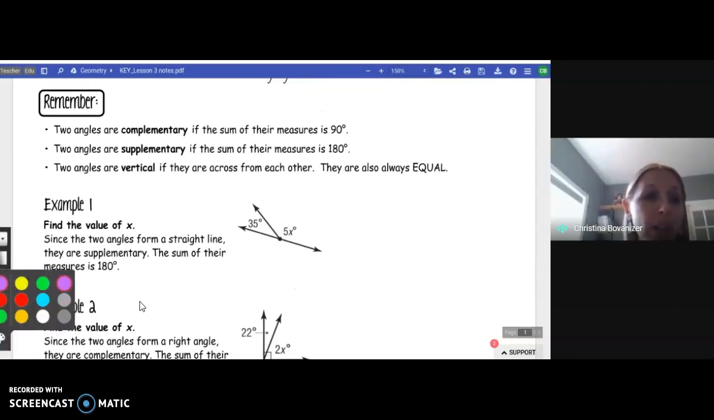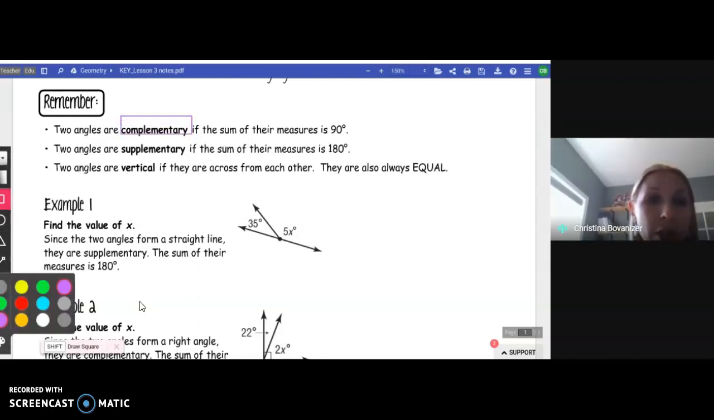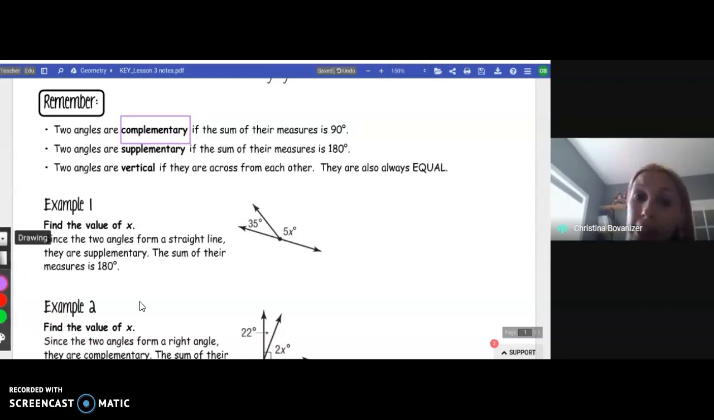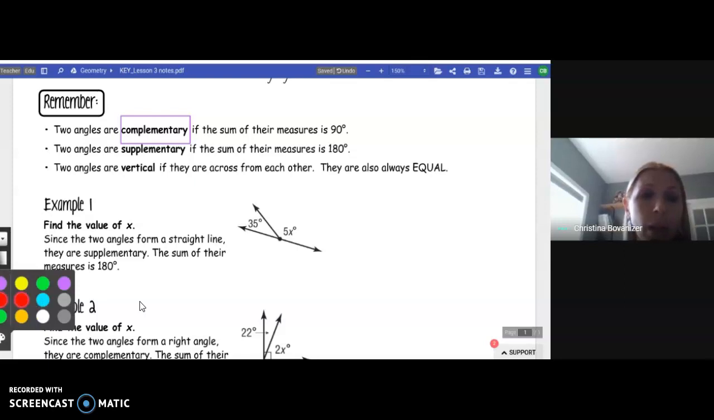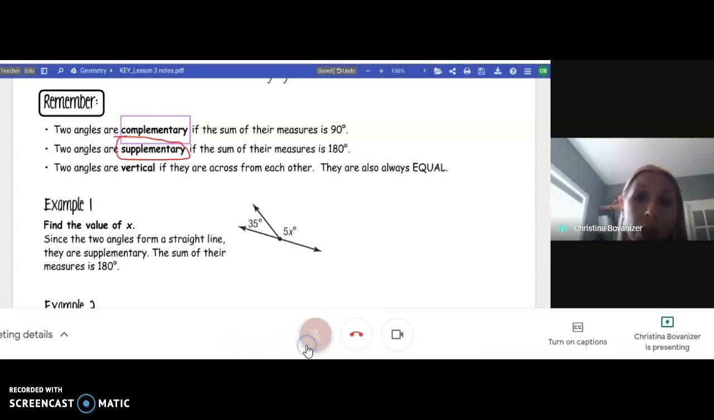The first thing would be that two angles are complementary if the sum of their measures is 90 degrees. So remember that was yesterday when we took 90 minus the angle that we knew, and we were able to find the missing angle based on the fact that complementary means they add up to 90. Then we said two angles are supplementary if the sum of their measures was 180 degrees. So that was where we took 180 and we subtracted the angle that we knew, and what we got as our answer became the missing angle.